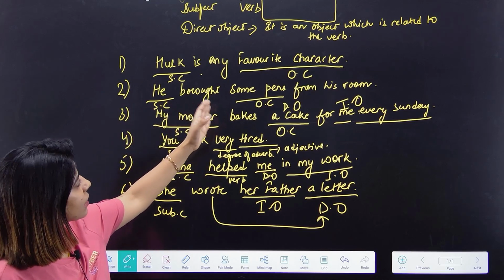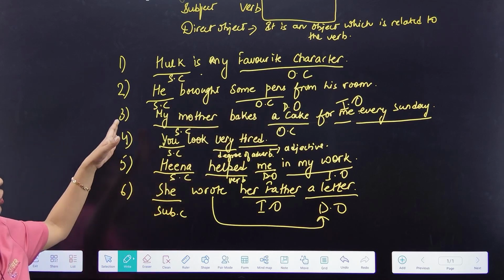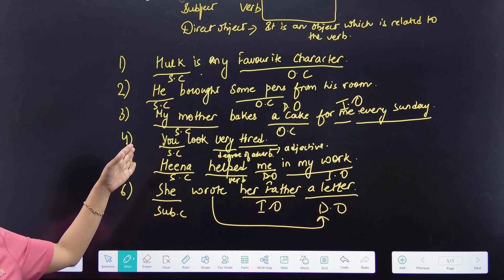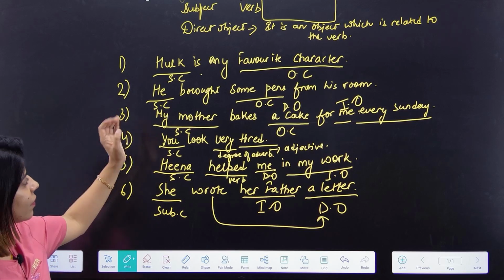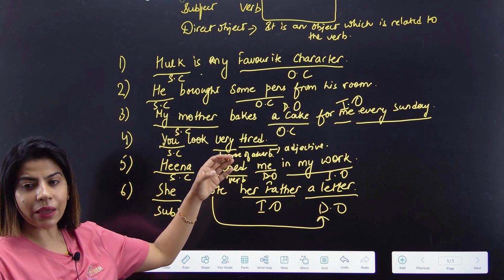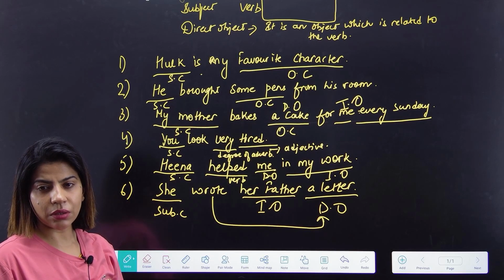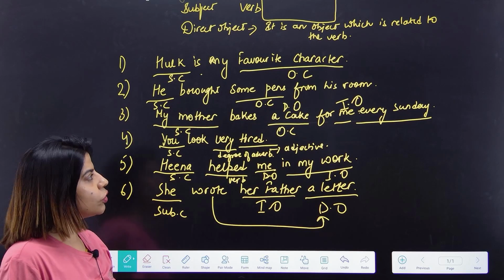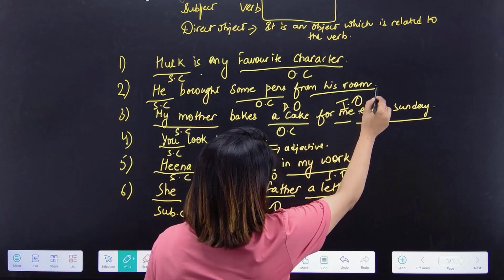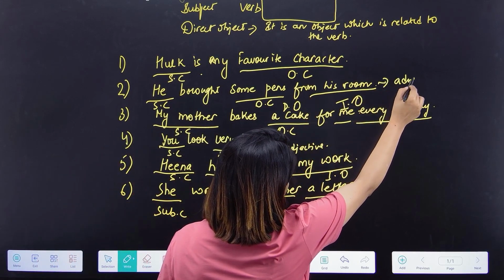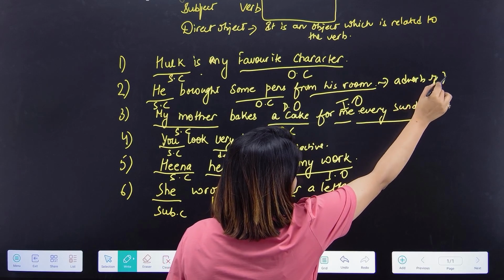He brought some pens from his room. So he, पेन कौन लेके आया? ही लेके आया. So he is the subject. क्या लेके आया? पेन लेके आया. पेन will be your object. कहाँ से लाया? रूम में से लाया. तो from his room क्या हो जाएगा? Adverb of place.